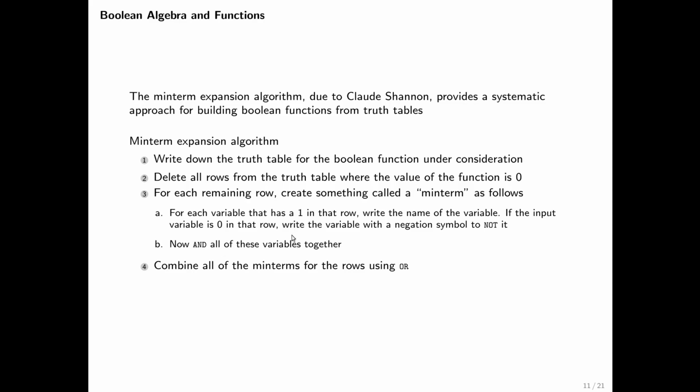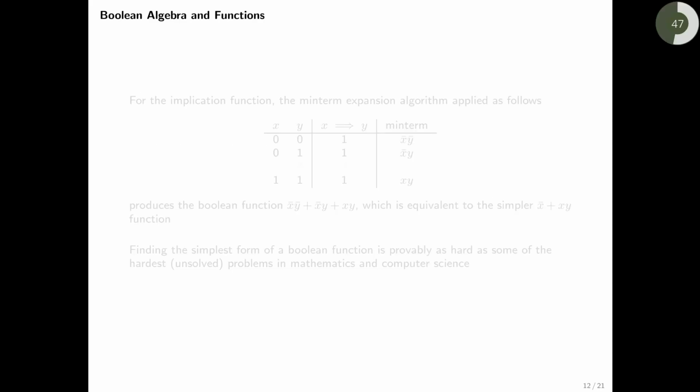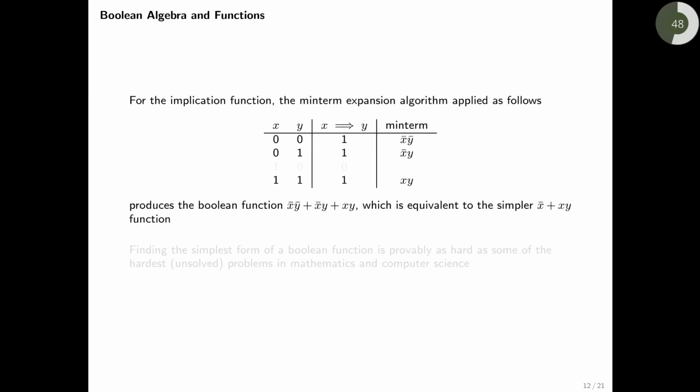You repeat this step for all the rows. Okay, and then once you have the min-term for each and every row, you combine them all using the OR operation. Okay, so that's basically the recipe for turning a truth table into a Boolean function. And let's see how the algorithm is applied for the implication function.